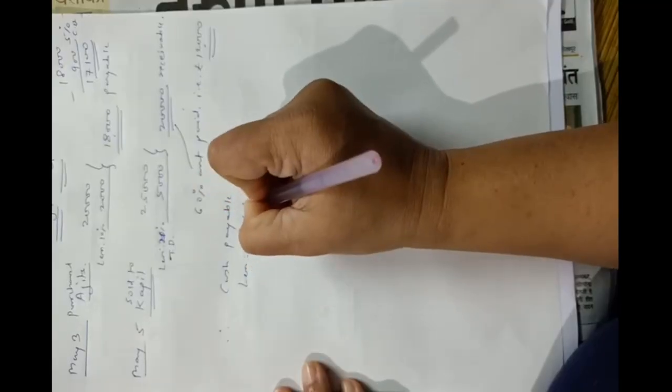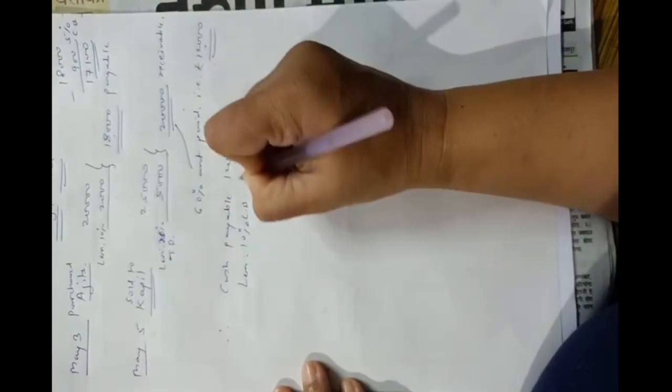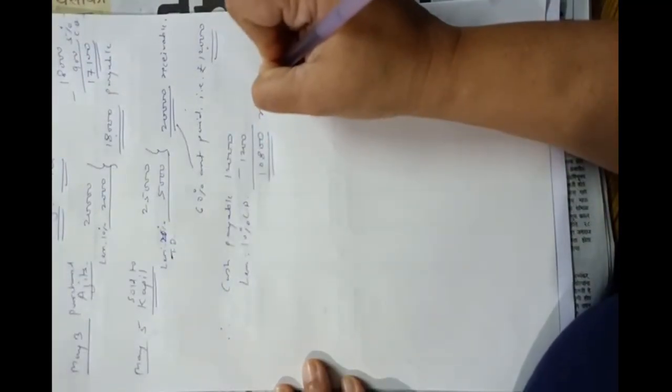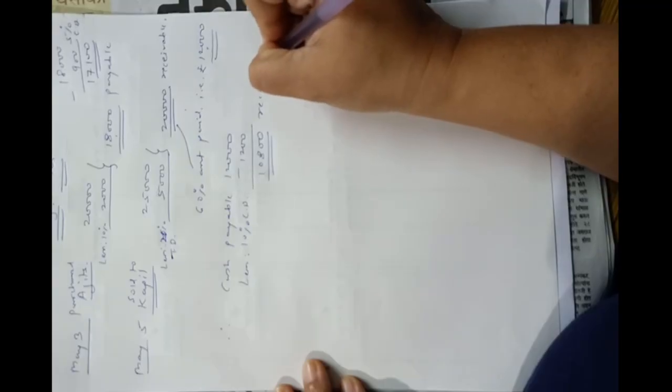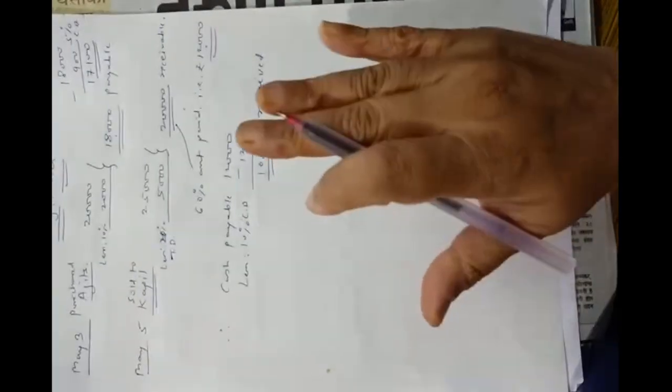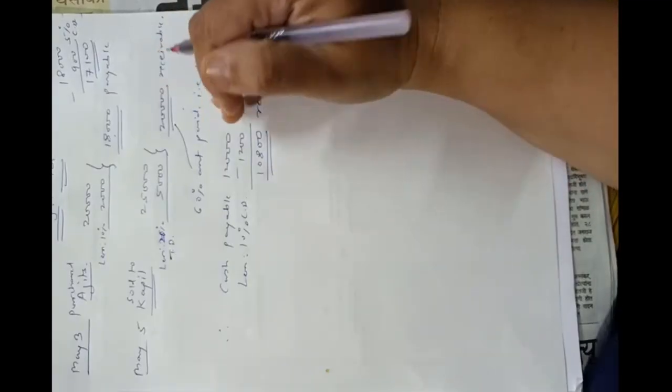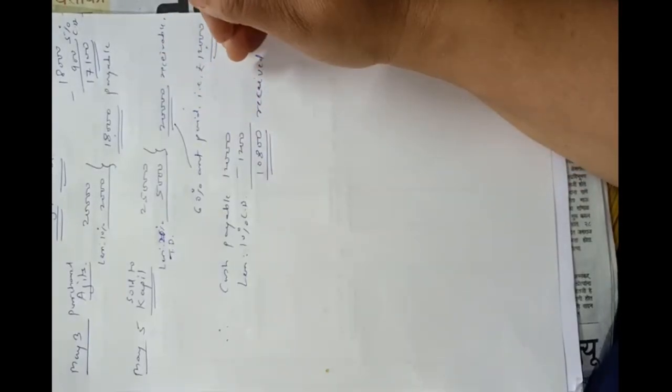10% cash discount, that is 1,200. So 10,800 received. Okay, actual amount received 10,800. From 20,000 he has paid rupees 12,000. Understood.